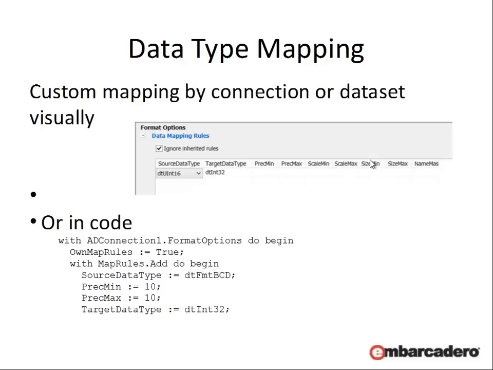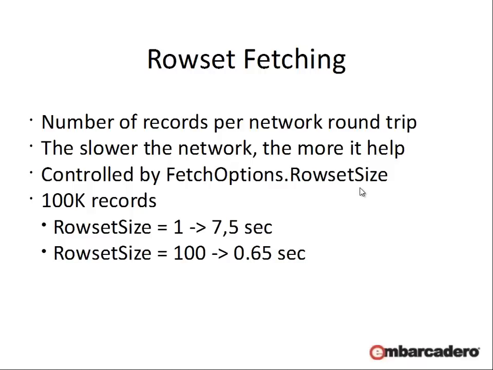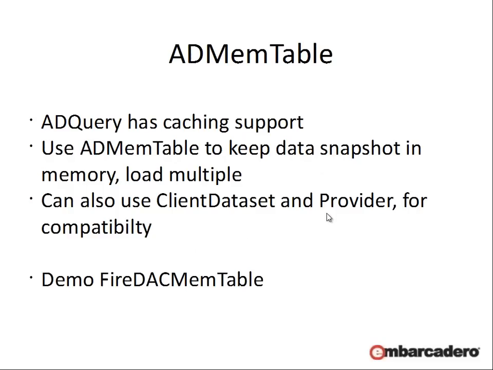Data type mapping can be done visually and can be done in code. You can determine how many rows to return by fetch operations. When there is a large record set, this can speed up things considerably, specifically on a slow network or low latency network. The memory table is a very sophisticated component. It's very fast. It's kind of like the client data set in the way it behaves.